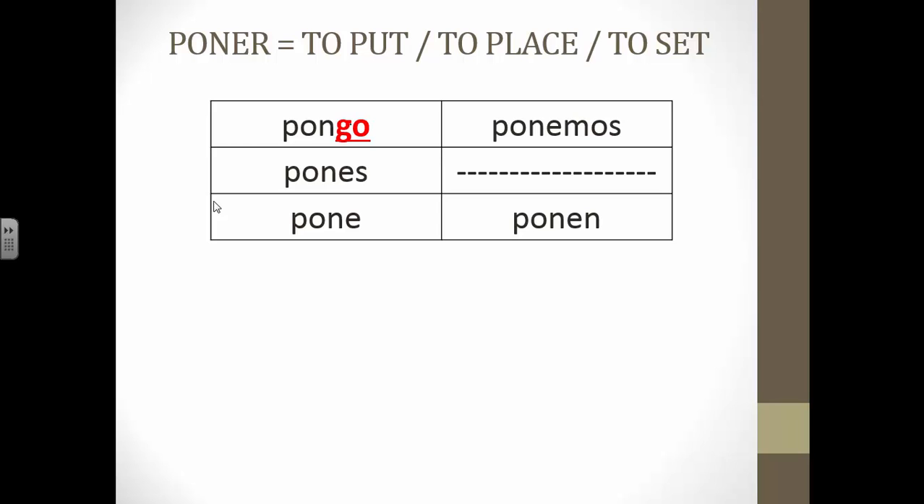Okay, so we have pongo, pones, pone, ponemos, and ponen. Also, make sure that you're putting what the verbs mean. Notice it says, for this one in particular, poner and it has an equal sign, so you need to write down that that means to put, to place, or to set. If you didn't do that for hacer, make sure you put hacer means to do or to make.